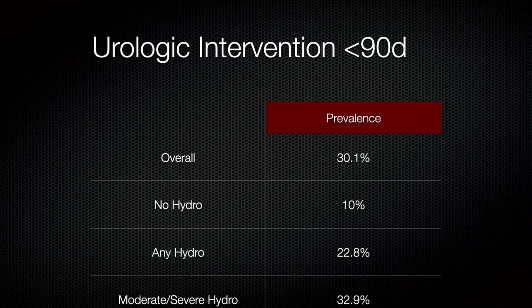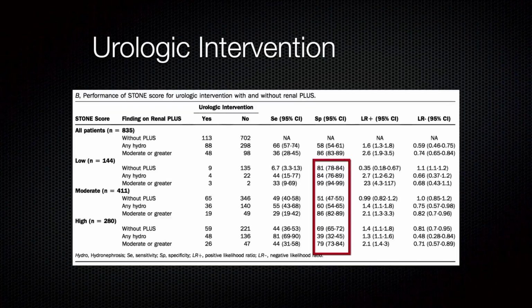And so the incidence of urologic intervention in the next 3 months was overall about 30% for everybody. If you take no hydro, any hydro, and moderate hydro, you start seeing a linear correlation of increasing likelihood that they might need a urological intervention in the next 3 months. That's kind of an interesting piece of data to add. Here you can take the whole graph and look at the low, moderate, and high risk with or without hydronephrosis and see what those sensitivities and specificities happen to be. The specificity for urologic intervention in someone with moderate to severe hydro is actually pretty good, especially, for some reason, in that low risk category. They tend to need that.